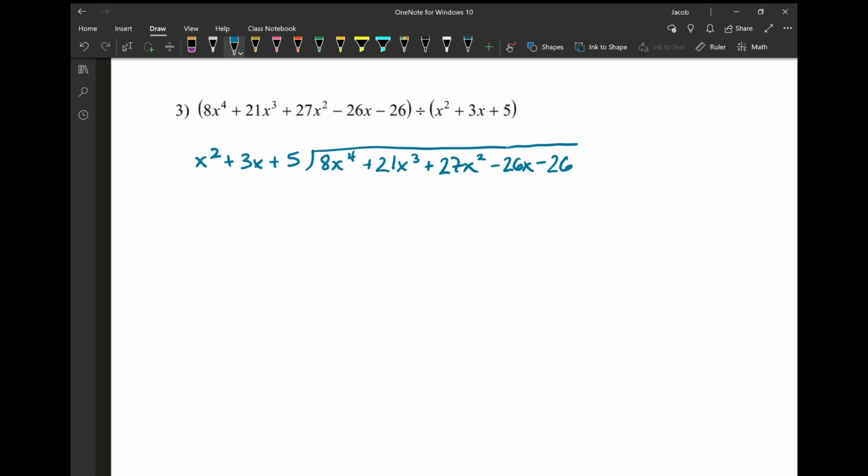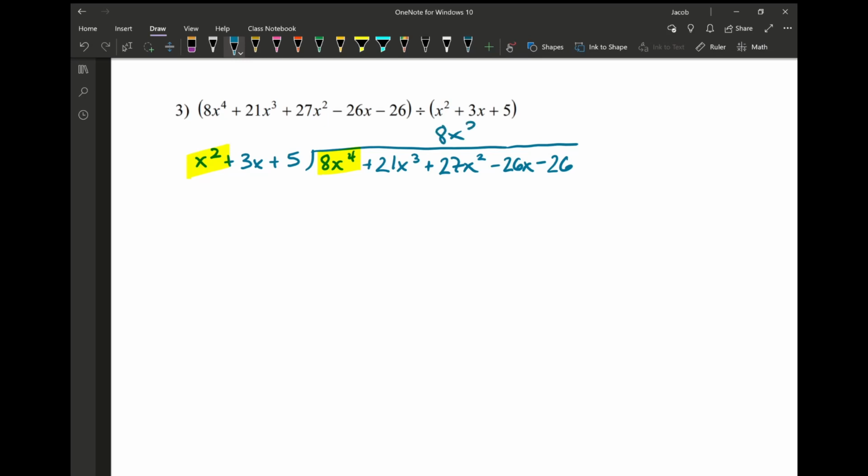So here, same question, right? I take the leading term. It doesn't matter about these other ones right now. What do I need to multiply x squared by to get 8x to the 4th? And I need to multiply it by 8x squared.